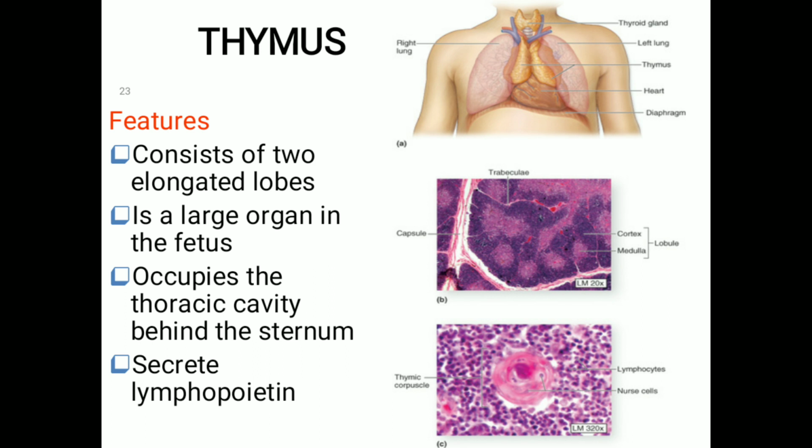Next, the thymus. You can see the heart, and here you see a lymphatic organ, the thymus. It consists of two elongated lobes. It is a large organ in the fetus, and it becomes smaller in size as growth goes on. It occupies the thoracic cavity behind the sternum. It secretes lymphopoietin.